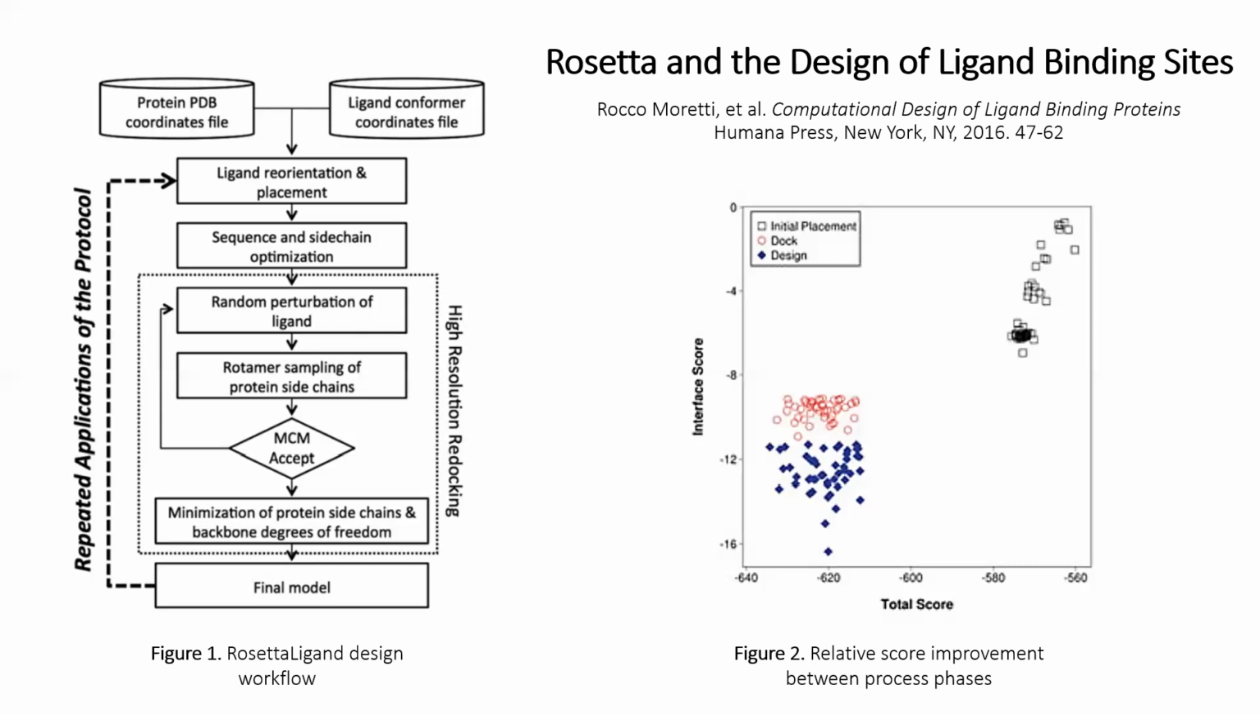You can see in figure 2, the gray area in the upper right is the interface score and the total score after just that initial visual placement. We'll get more into that figure in a minute.